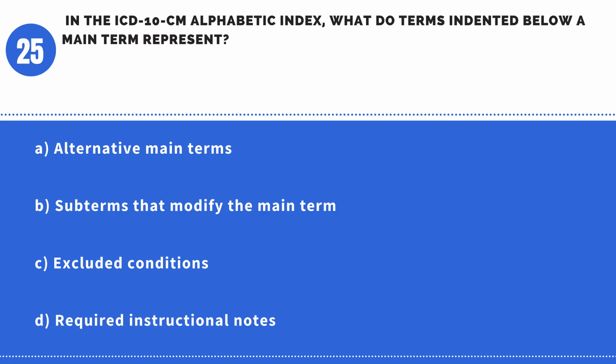Question 25. In the ICD-10-CM Alphabetic Index, what do terms indented below a main term represent? A. Alternative main terms. B. Subterms that modify the main term. C. Excluded conditions. D. Required instructional notes.